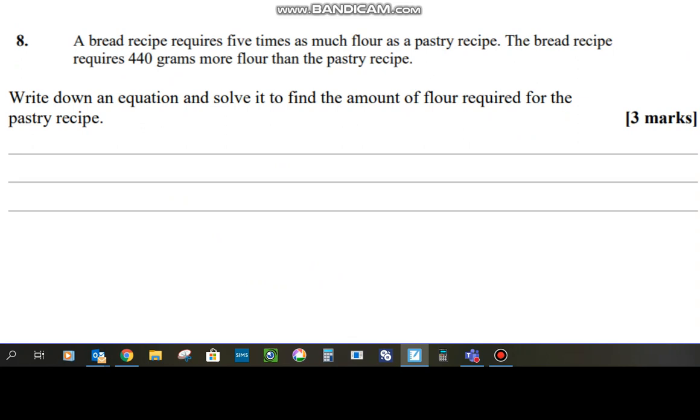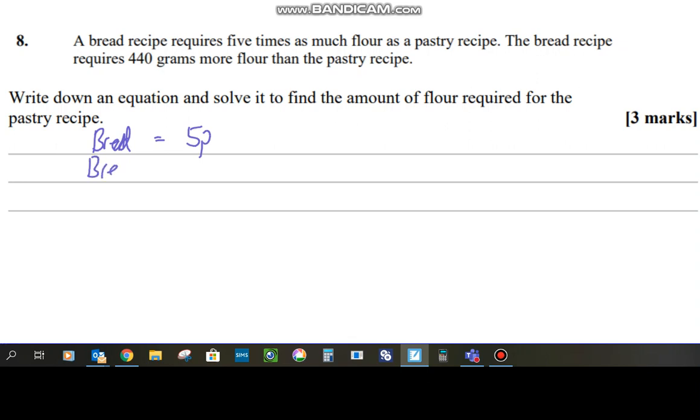Okay, for question 8, we've got our bread recipe requires 5 times as much flour as a pastry recipe. So we're going to say here that our bread, spell it properly, BR, okay, I had to say bread, and that's 5 times as much as the pastry recipe. So the bread is equal to 5p.